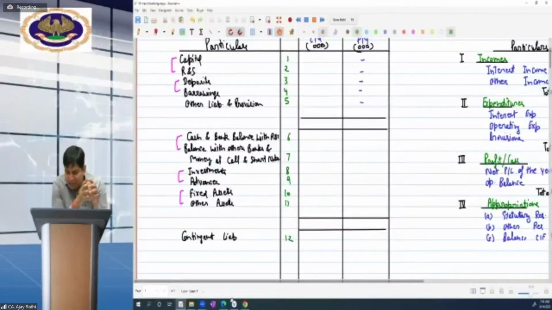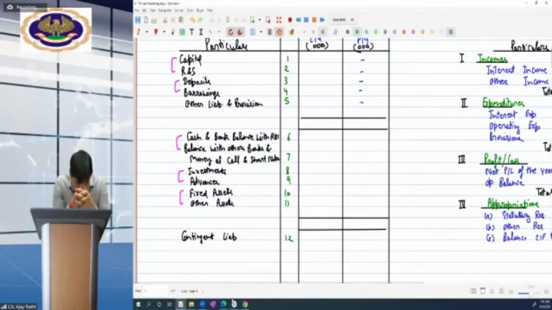Bills for collection, shown on. I am waiting for other replies also. Yes, contingent liability. Yes, no doubt. Either both the asset side or the liability side. Yes. I am waiting, beta. Who will answer me?